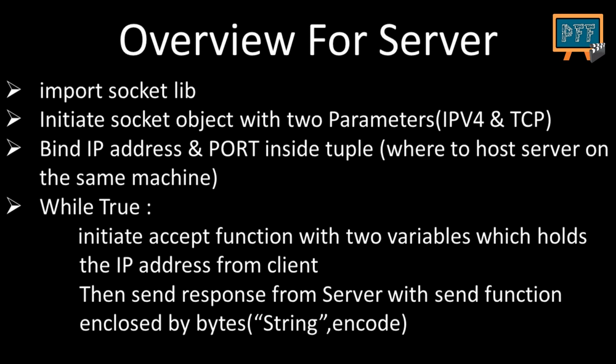So when everything works fine, that is while true, we will initiate an accept function and assign that function to two variables which hold the address from the client. And then we will send the response from the server with the send function, which will have the bytes function, which will transform the given string into bytes and encode it with the type of encoding we are providing.